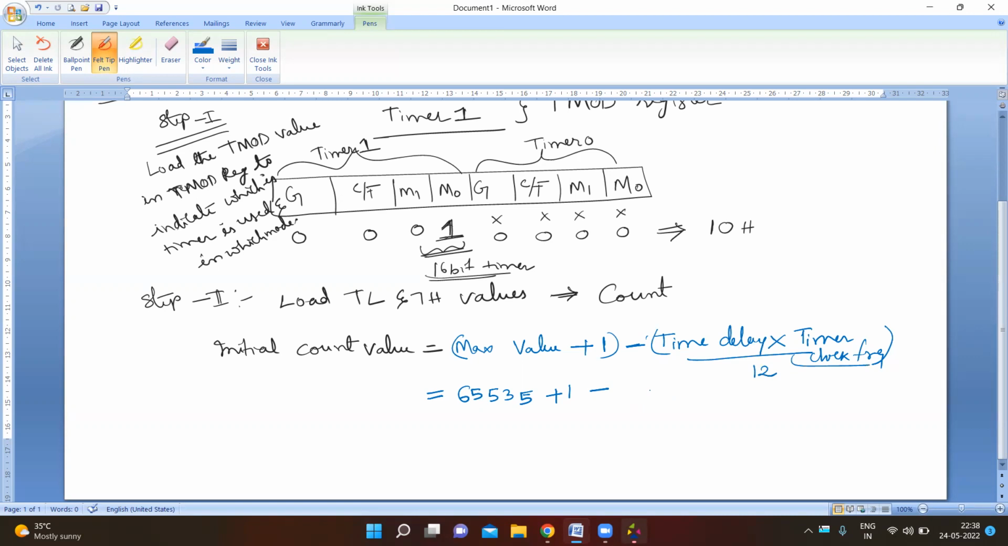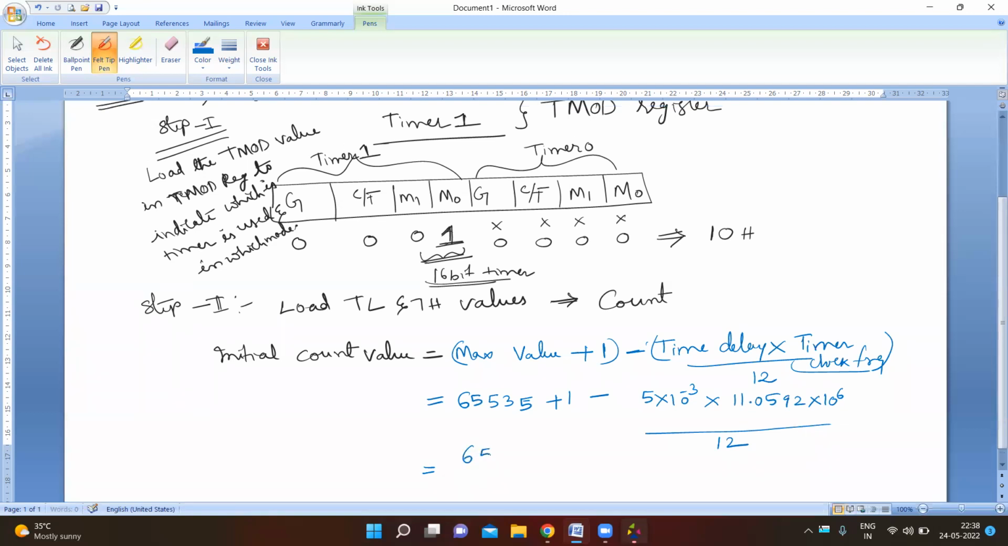For a time delay of 5 milliseconds, that is 5 into 10 power minus 3, into timer clock frequency of 11.0592 megahertz, that is 10 power 6, divided by 12. This gives 65,536 minus 4608, which is equal to 60,928 in decimal. We have to convert it into hexadecimal, that is EE00H. So this is the initial count value we calculated.